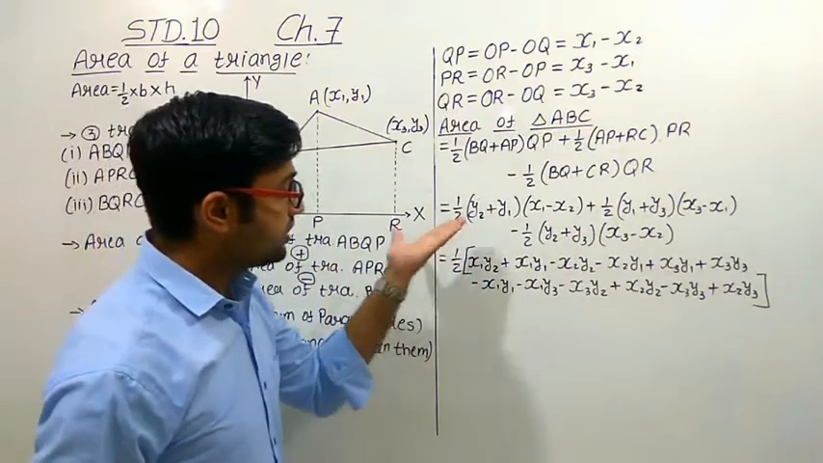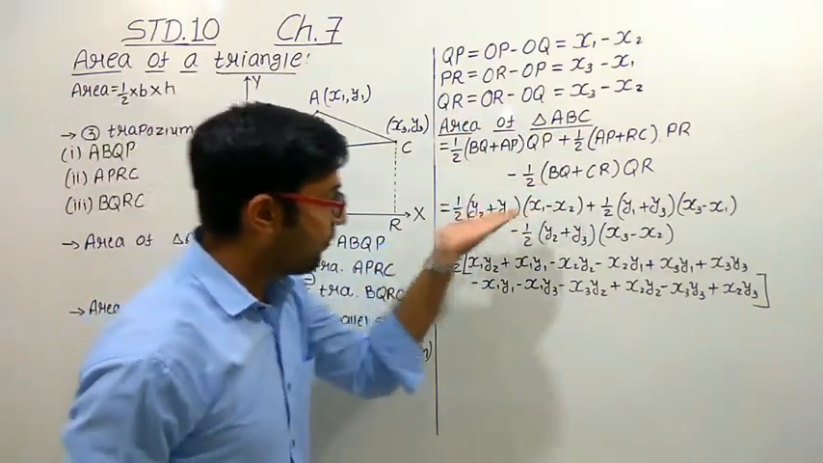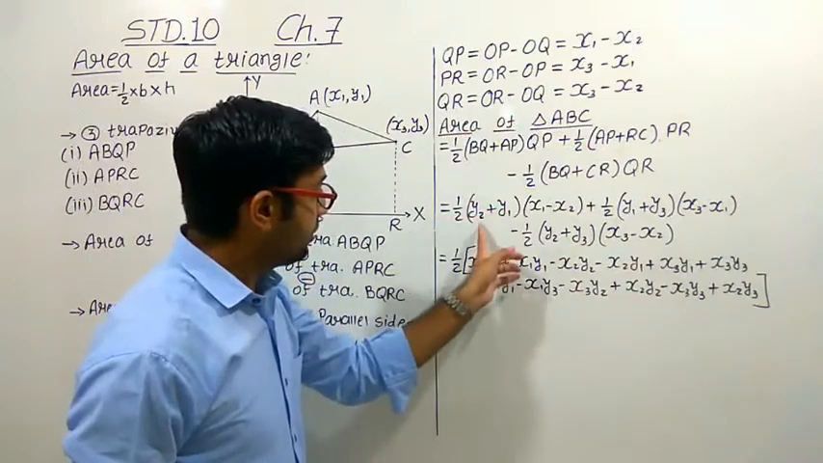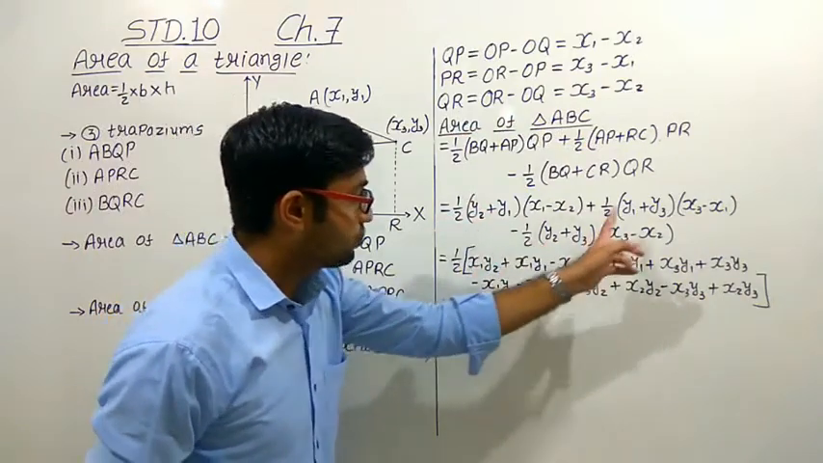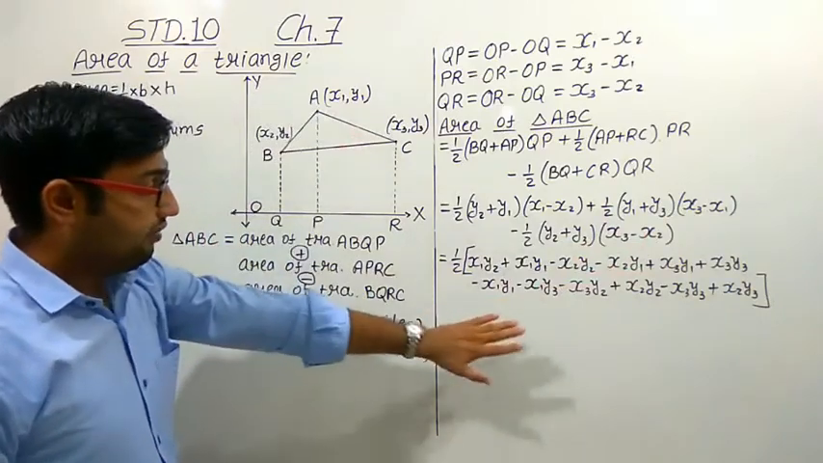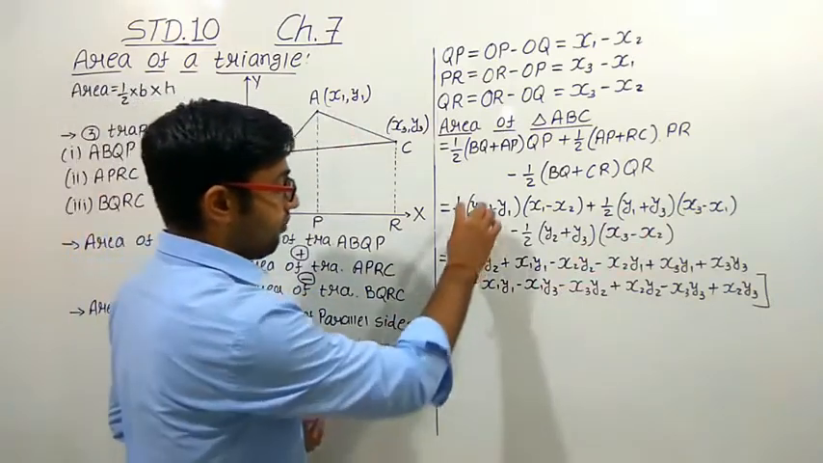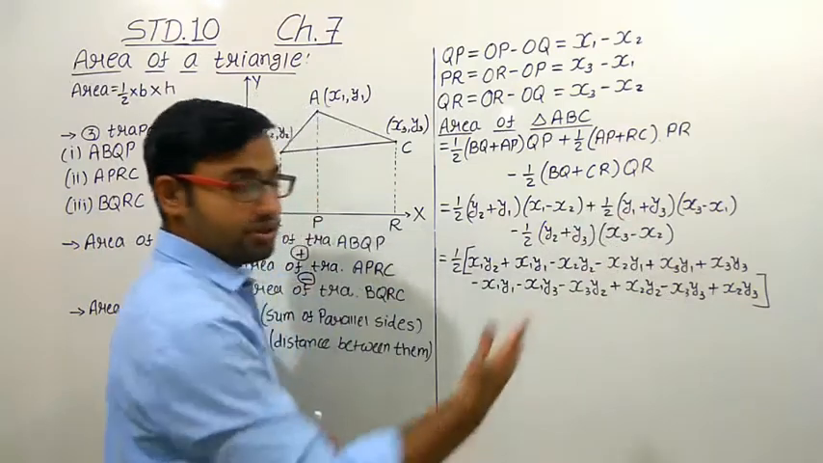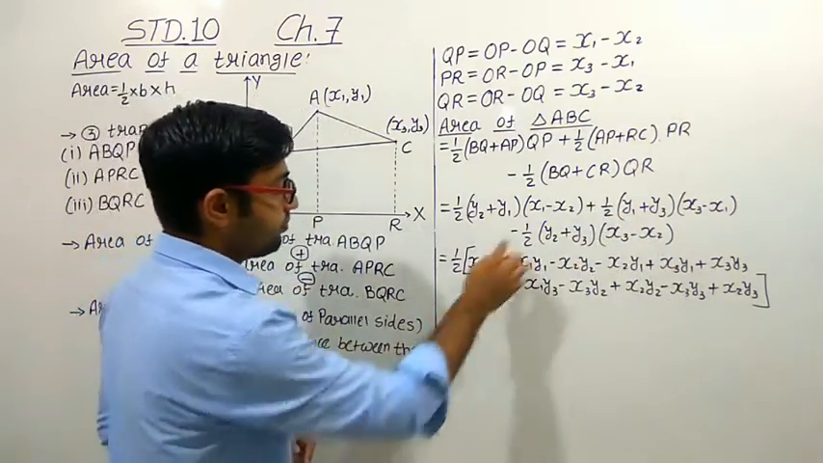Now all these areas are in the form of coordinates. See, y1, y2, x1, x2 are all coordinates of the triangle ABC. Now we have to simplify. So one half is common in all three terms. Take one half as common.